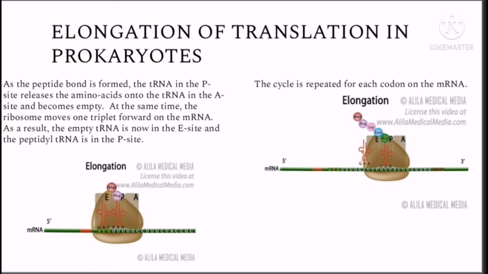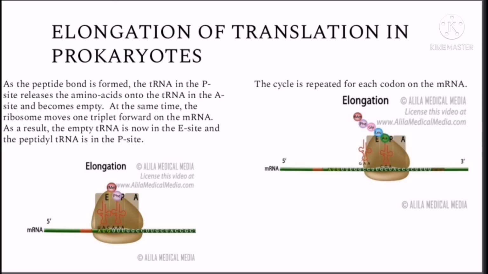So yes, they will move 3 times forward. Now that they will move 3 times forward, the tRNA that was attached on the P site before will now go to the E site, and the ones that have received the amino acids will proceed to the P site. So the cycle is repeated for each codon on the mRNA.